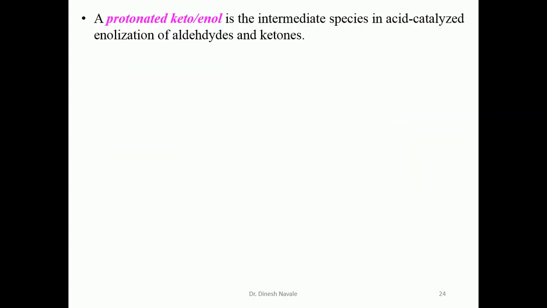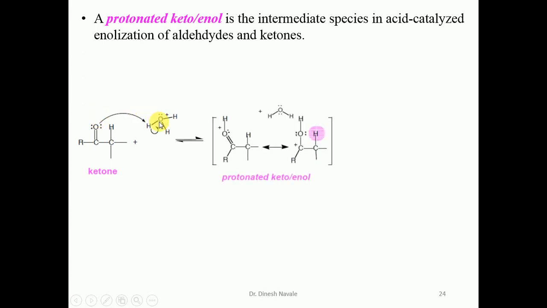In acid catalyzed enolization, the first step will be the protonation of the carbonyl oxygen by the acid, giving the formation of the protonated ketone, and the second step will be the loss of the proton, giving the formation of the enol.